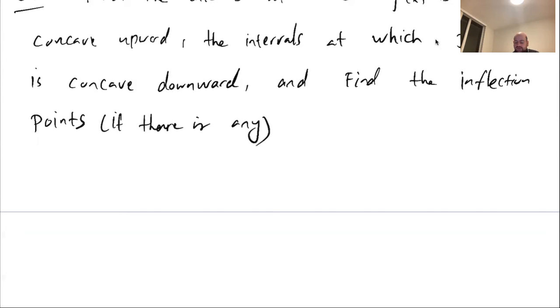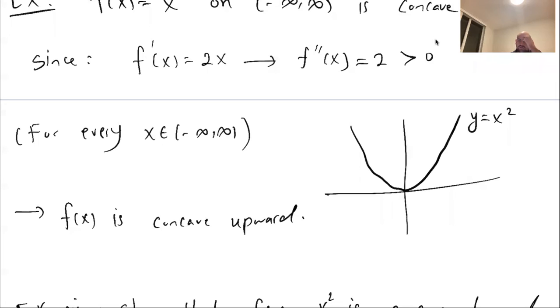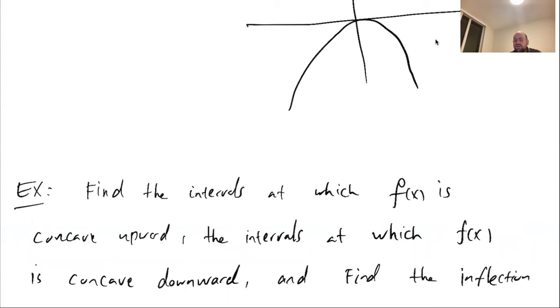Some functions may not have inflection points. For example, see, this function x squared was always concave upward, so it does not have any inflection point. Remember, inflection point means a point where concavity changes. If the concavity is always concave upward or always concave downward like this one, well, there is no inflection point.